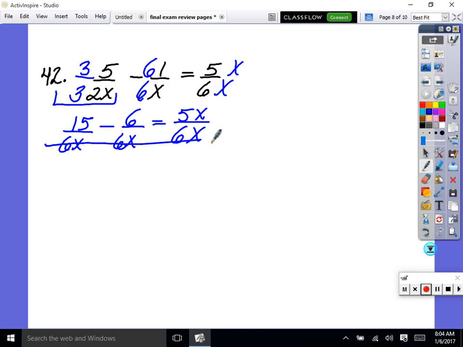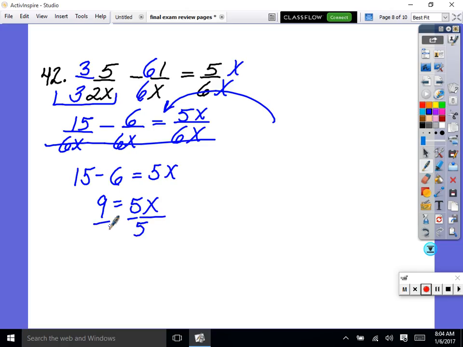Now that we have a common denominator, and only because we're solving, because this is not true for addition and subtraction, you have to keep the denominator for addition and subtraction, but since we're solving, we can just solve using the top. So we have 15 minus 6 equals 5 over x, solve for x. So we have 15 minus 6, which is 9, equals 5 over x. Now solve for x, so divide by 5. So x is equal to 9/5.